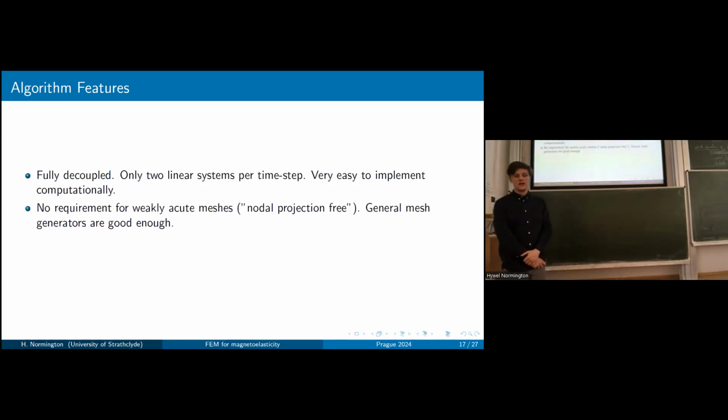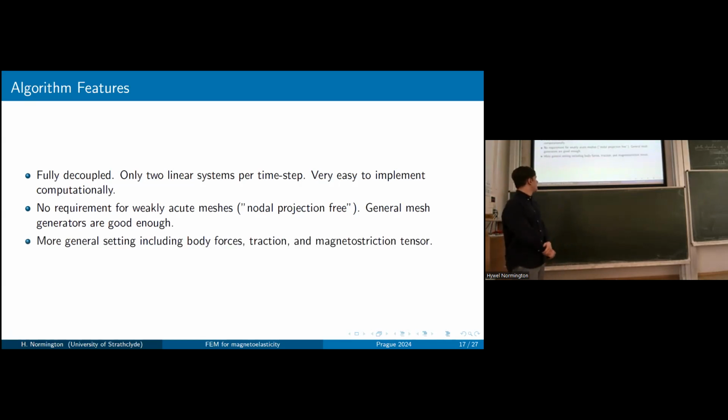The additional feature is we don't need these weakly acute meshes anymore. You can use any old mesh generator, so we use NetGen, which is entirely free and builds reasonably good meshes. And we've also included these body forces, so F, gravity, and traction. And we have a much more interesting tensor describing the magnetostriction.